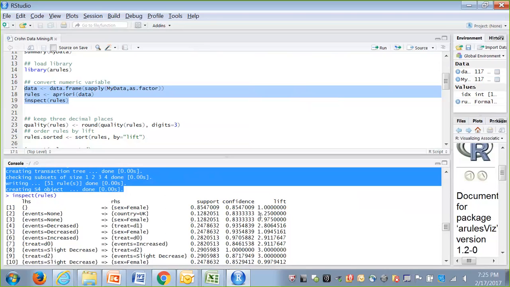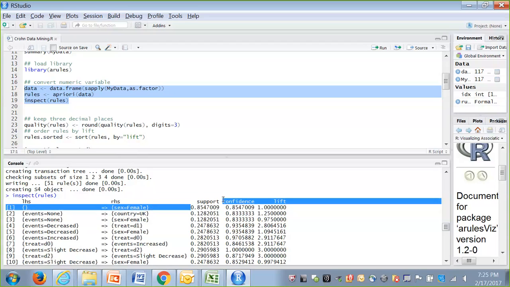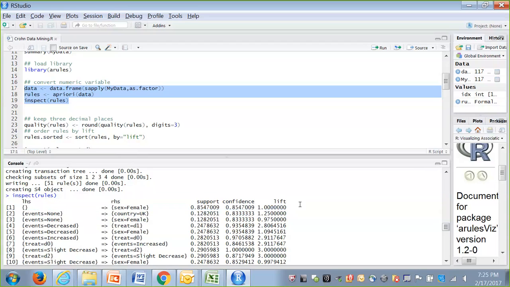So you'll notice here, as we're looking at our data, we have our left-hand side and our right-hand side, antecedent, consequent. You'll always have it this way. So basically it says events none on this side, and it's associated to country UK. And it's basically going through the data and doing all these associations and looping through it. So as it makes this particular rule and builds this up, it provides these particular metrics.